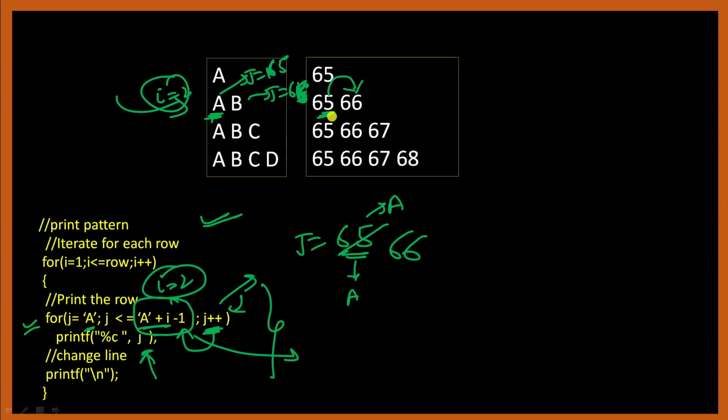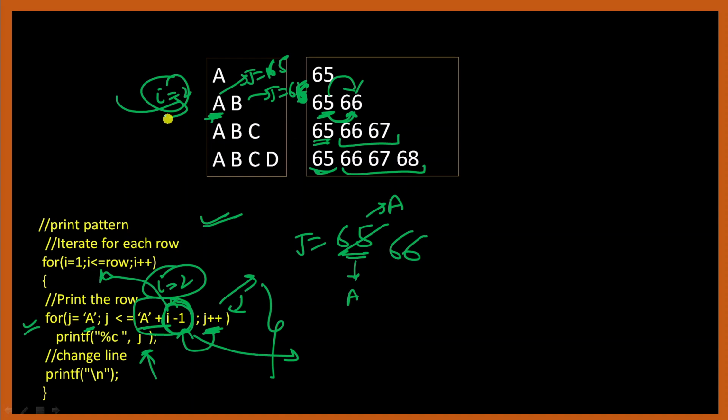That is, how many more steps ahead of 65 I want to go. See, here I want one more step after 65. Here after 65 I want two more things to be printed. Here after 65 I want three more things to be printed. So how many more things I want printed is controlled by this i.